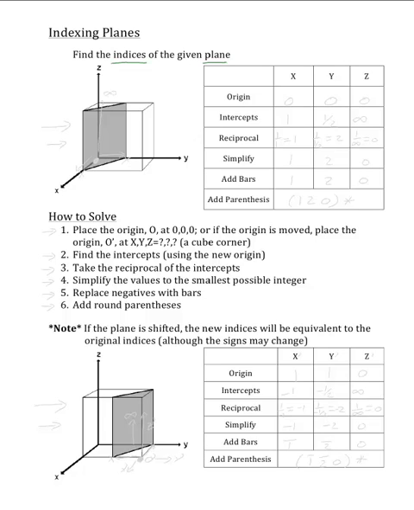Now our first step in solving this is to choose the origin. The origin can be at any point within the cubic unit cell, but for convenience we will put it at the cube corner which is closest to the plane. So that will be right here at 0, 0, 0.